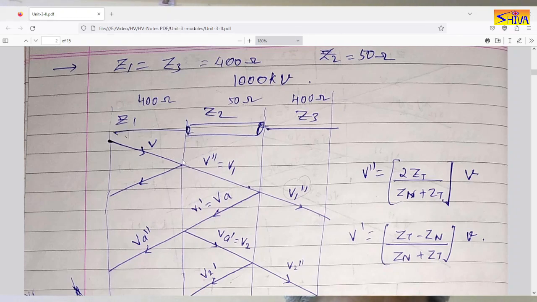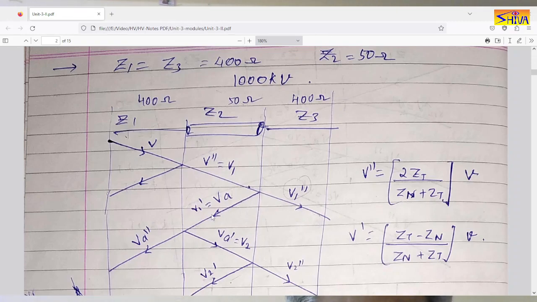So after reaching this cable, there is a change in impedance. So part of this will be transmitted, part of this will be reflected. So this transmitted voltage wave V double dash, which we can denote by V1, is coming at this junction. At this junction again there is a change in impedance. So part of this will be transmitted, that we denote by V1 double dash, and part of this will be reflected, that is V1 dash, we denote this by VA. In the numerical it is asked what will be the magnitude of the first transmitted wave and second transmitted wave.